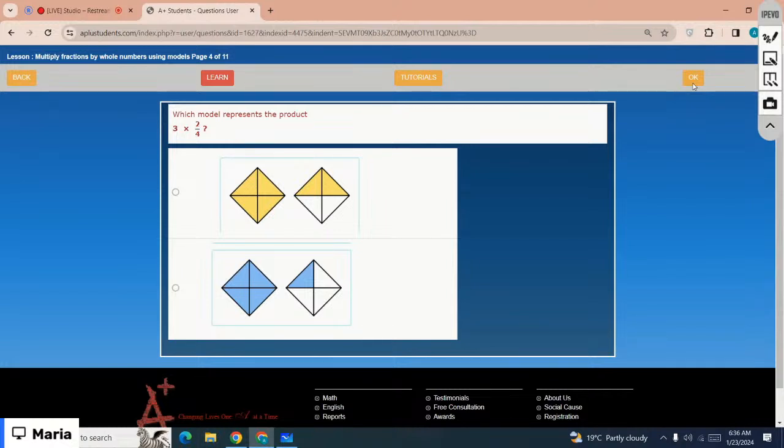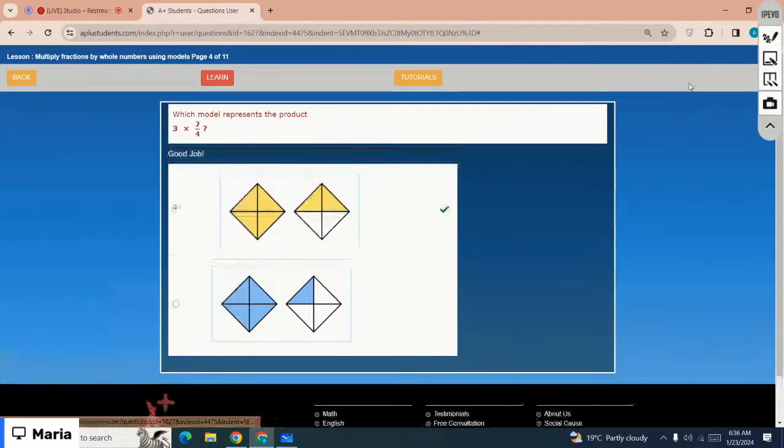Which option is the correct one? Yes, very good. That is option number 1 because 3 times 2 is 6. So 6 of the portions. Yeah. The correct option is the one that has 6 portions colored, right?